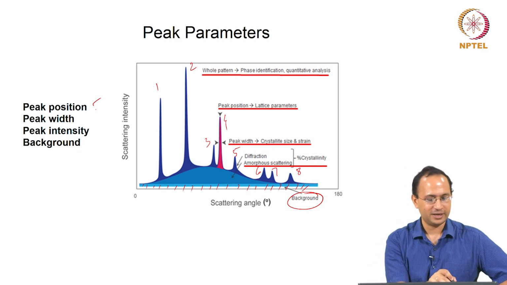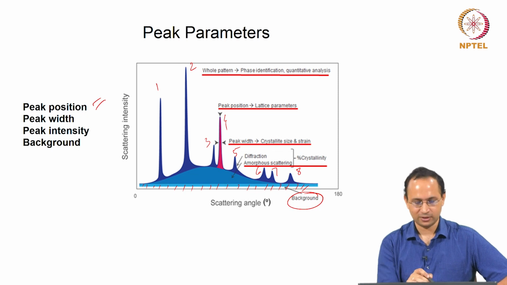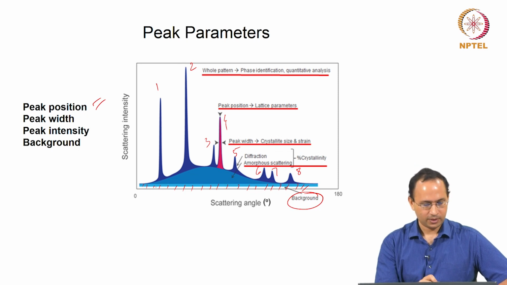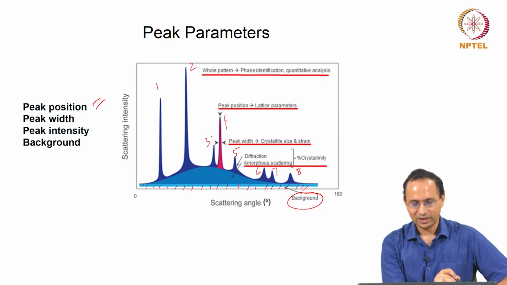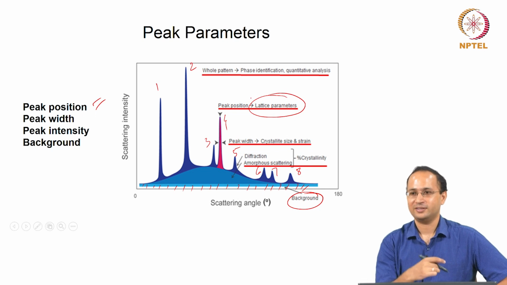So, peak position, right, that is what you have in a typical diffraction pattern. You will get the peak position, right. Peak width, another thing you have to check. So, what does peak position give you? Lattice parameters. Same thing we discussed. The peak position, meaning the Bragg's angle theta, will tell you about the lattice parameters.